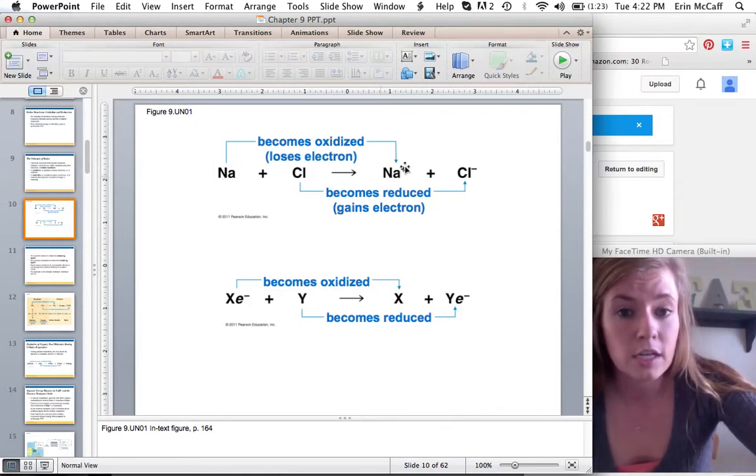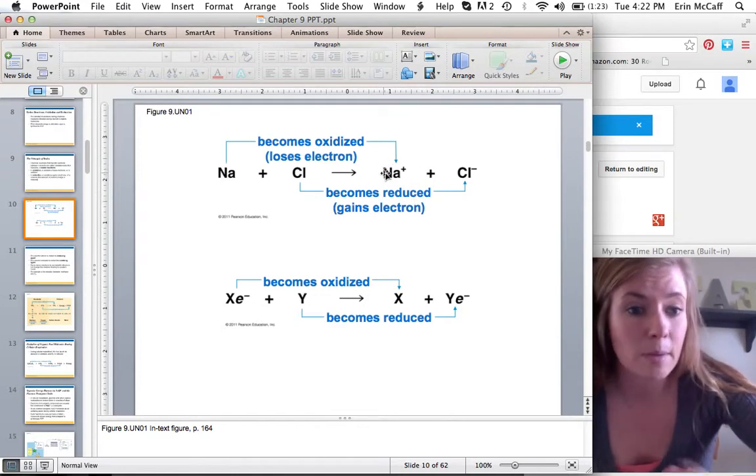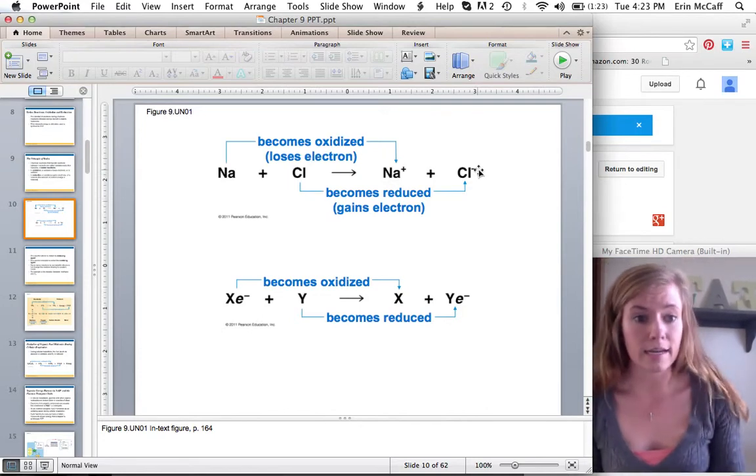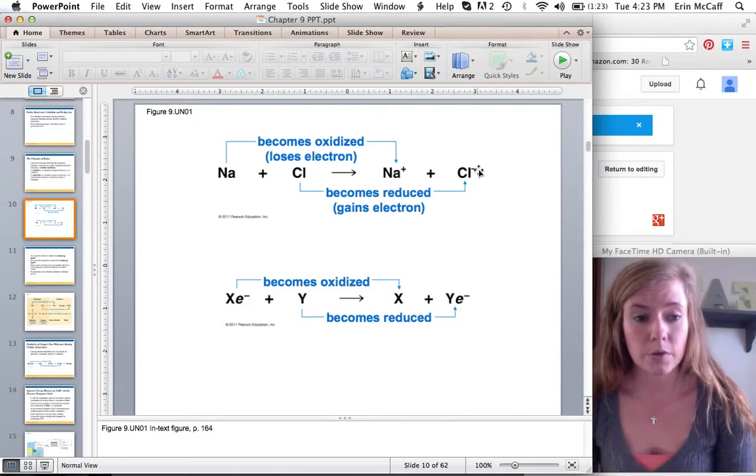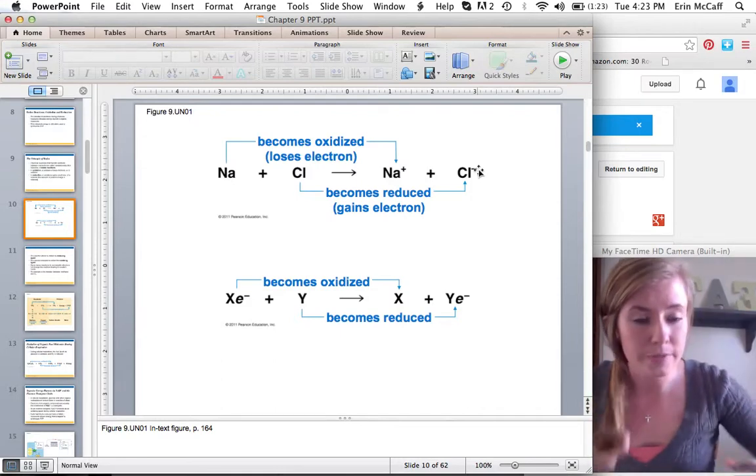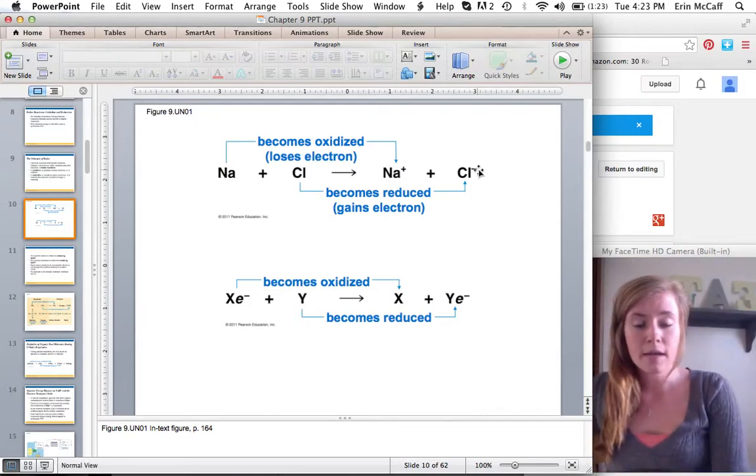You guys probably knew that. Sodium is positive because it gave up an electron, so now it's positive. Chlorine, on the other hand, gained an electron to fill its octet shell, and so now it's negative. So chlorine got reduced, sodium got oxidized. So it's an oxidation reduction reaction, a redox reaction.